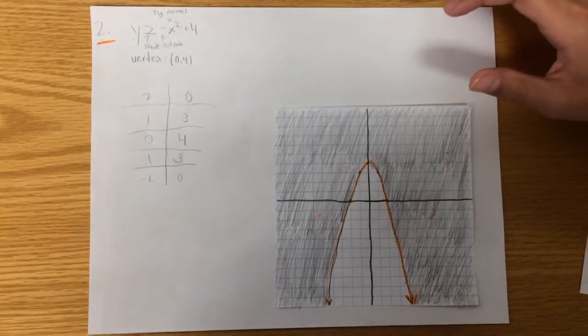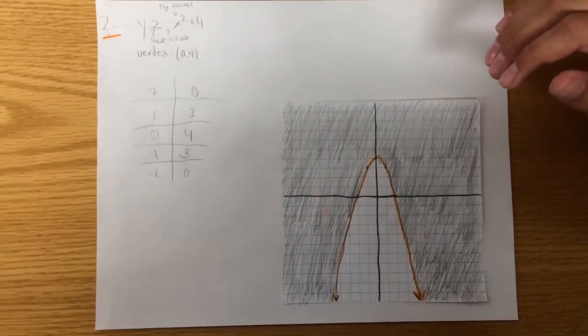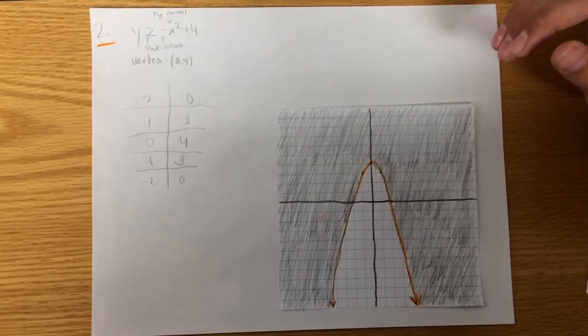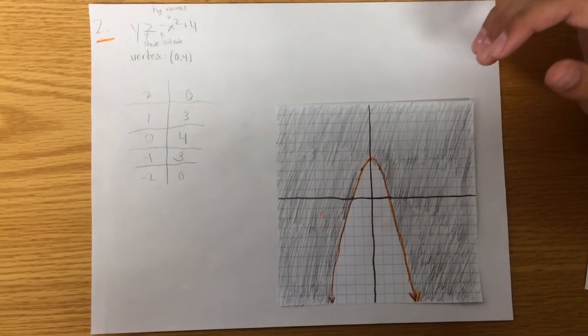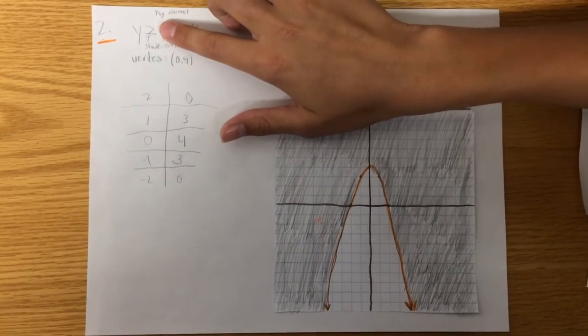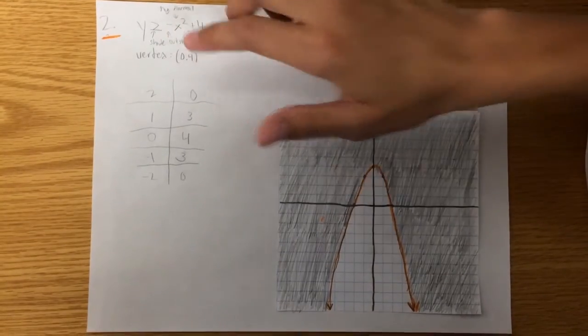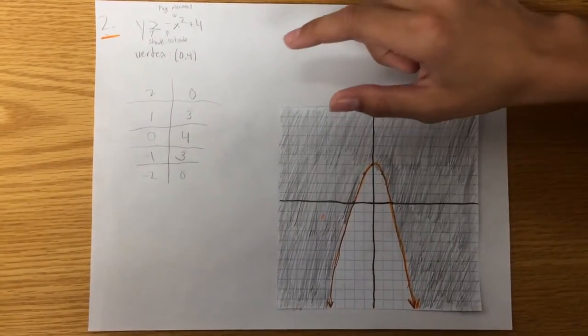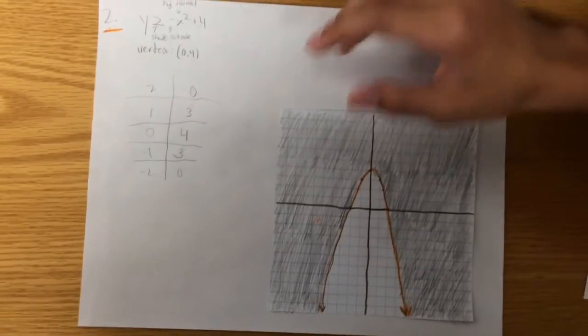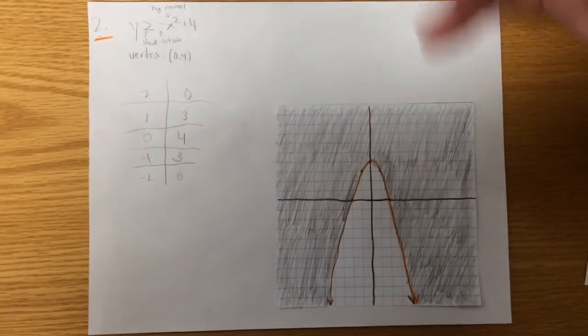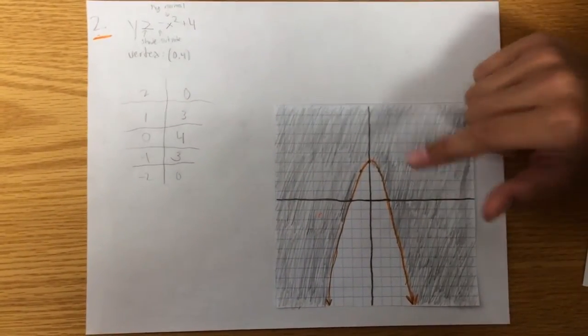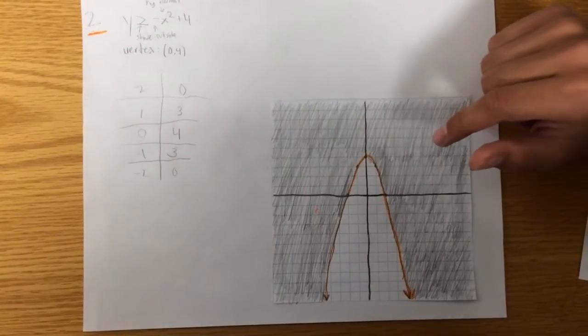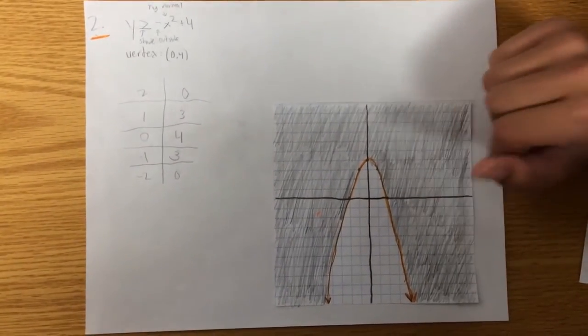This is our second example. Y is greater than or equal to negative x squared plus 4. Because it's greater than or equal to, you shade on the outside and the vertex is 0, 4. You make the table and then you graph it. Because it's equal to, it's a solid line and you shade on the outside of the parabola.